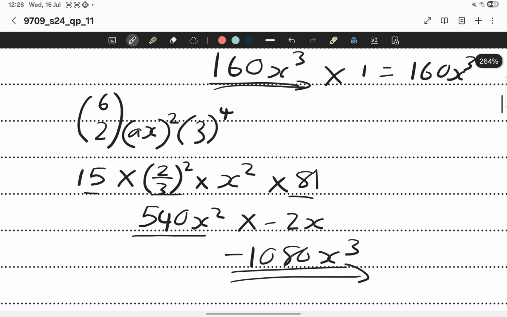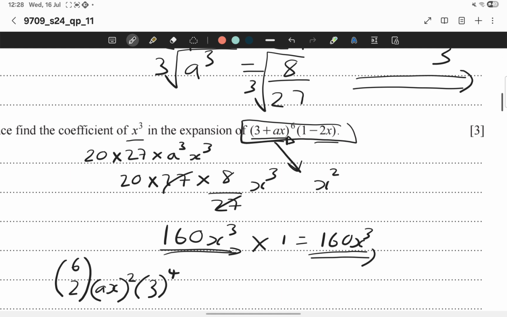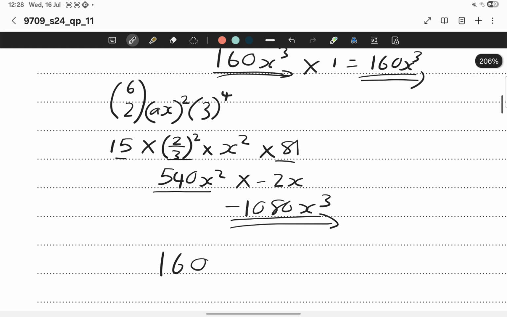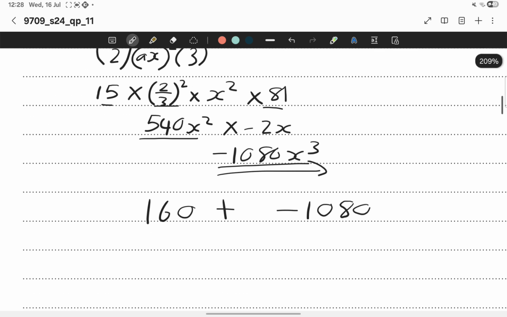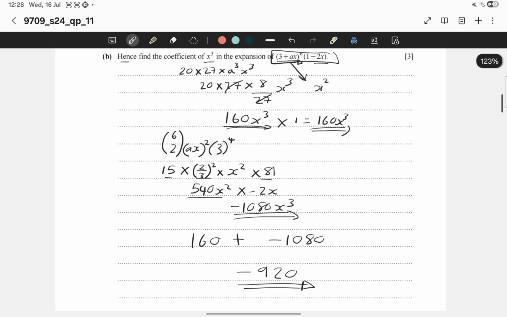So these are the two terms that we get from this whole thing, right? These are the two terms in x to the power 3. So we want the coefficient of x to the power 3 for the whole expression. So we're going to add the two. So that's our 160, right, plus our minus 1080, right? And that gives us minus 920, right? And that will be our answer for part B. Right?